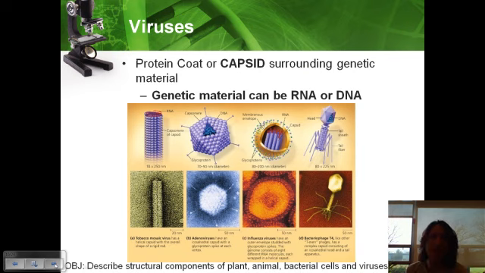All right, and then finally we have viruses. And viruses are very simple. They are just a protein coat. They do not have a cell membrane. So they have these little protein, little purple blobs here represent all the little proteins. And inside of that is the genetic material. So they have genetic material just like us, but their genetic material could be RNA, where in us it's always DNA.